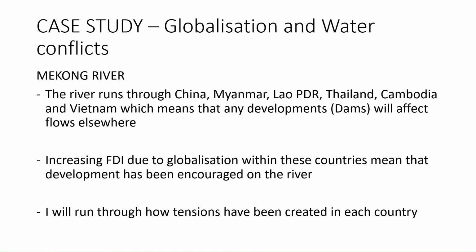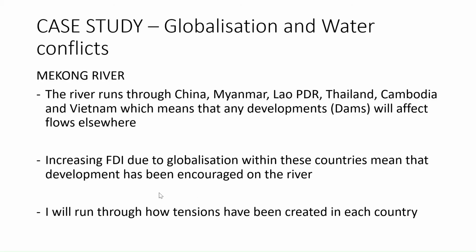Let's move on to globalization and water conflicts. The case study for this one would be the Mekong River. The river runs through China, Myanmar, Laos, Thailand, Cambodia, and Vietnam, which means that many developments, such as dams, will affect flows elsewhere. You need to understand that increasing foreign direct investment due to globalization within these countries has meant that development has been encouraged on the river. This has led to conflicts between people.